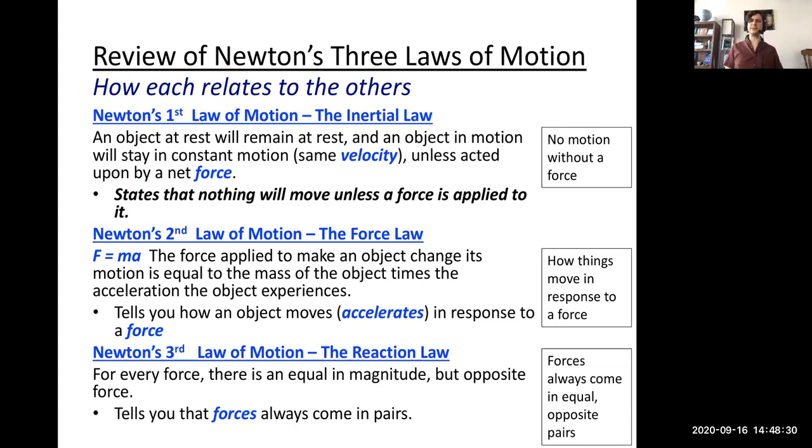And then we have Newton's third law that tells us that forces are always coming in pairs. So there's always an equal and opposite force. You apply a force to one thing, that one thing will apply a force back towards you in an equal but opposite direction. So forces always come in pairs. All right, so now we are all masters on how things move. These are the three laws of motion that describe how things move.